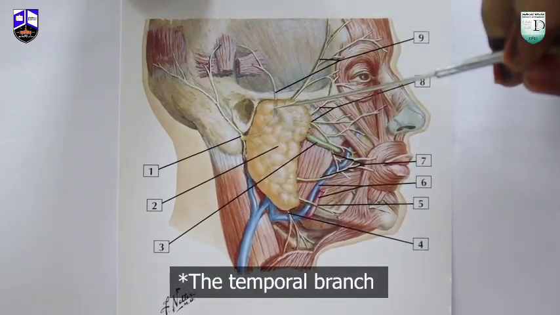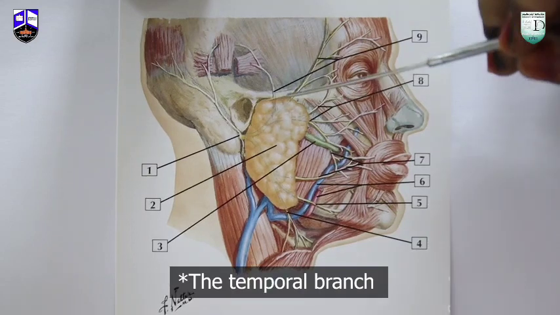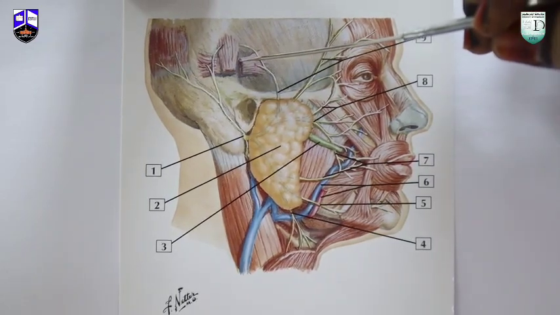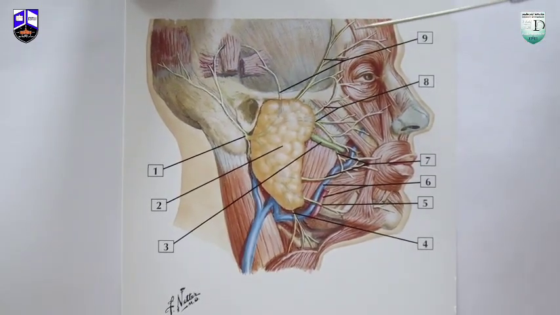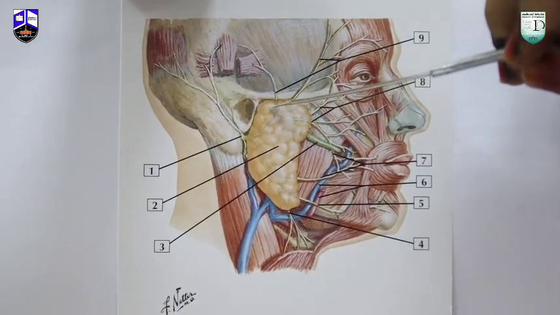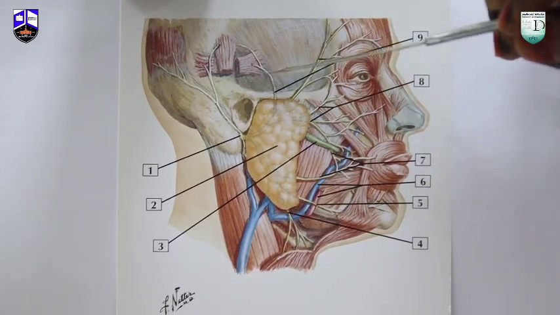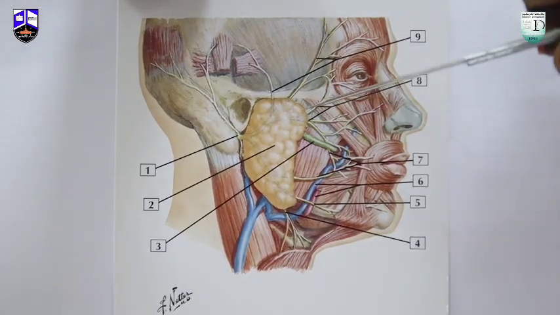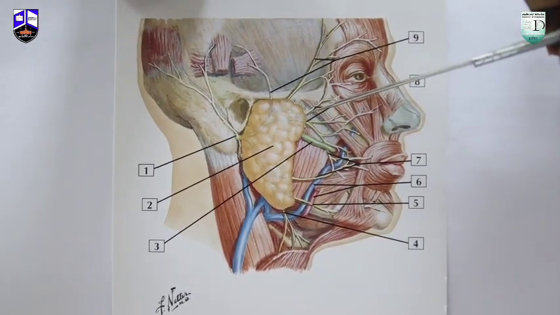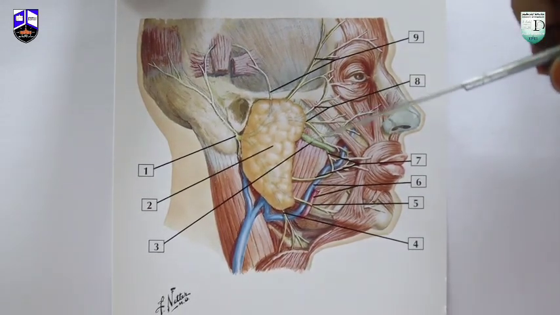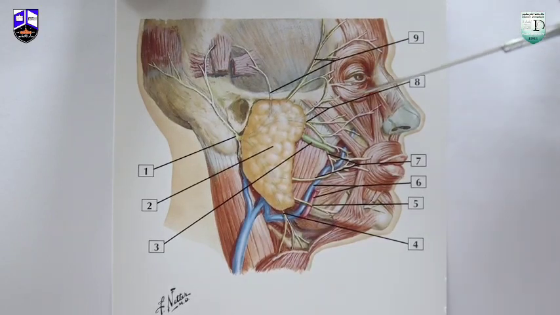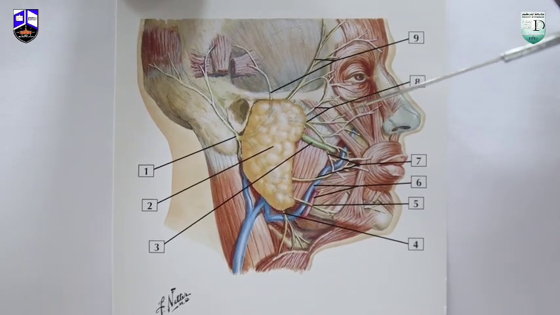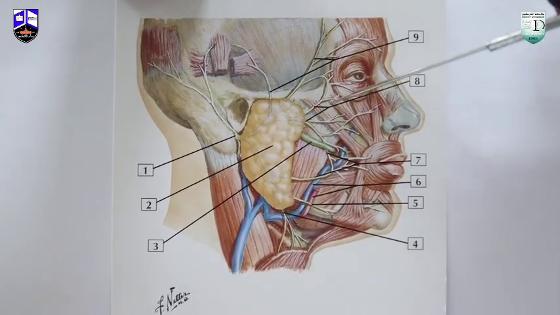The temporal branches emerge from the upper border, or from the upper pole, of the gland and ascend upwards. They supply the auricularis anterior as well as part of the frontal belly of occipitofrontalis muscle. The zygomatic branches emerge from the uppermost aspect of the anterior border of the parotid gland, and they supply primarily the orbicularis oculi muscle with some innervation to the zygomaticus major and minor muscles here.